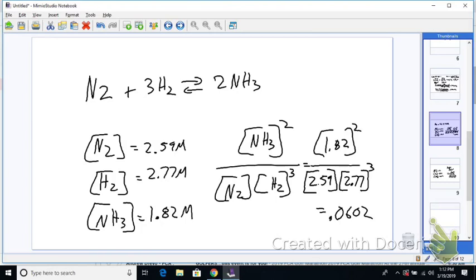So then when you take these numbers in and get your expression, again, these are experimental values at equilibrium. And then once we put them in our equilibrium expression, we're going to go ahead and square the top one, and the bottom one we're going to cube the 2.77 and multiply it by 2.59, and then this is the answer you would get when you plug those into your equilibrium expression or mass action expression.